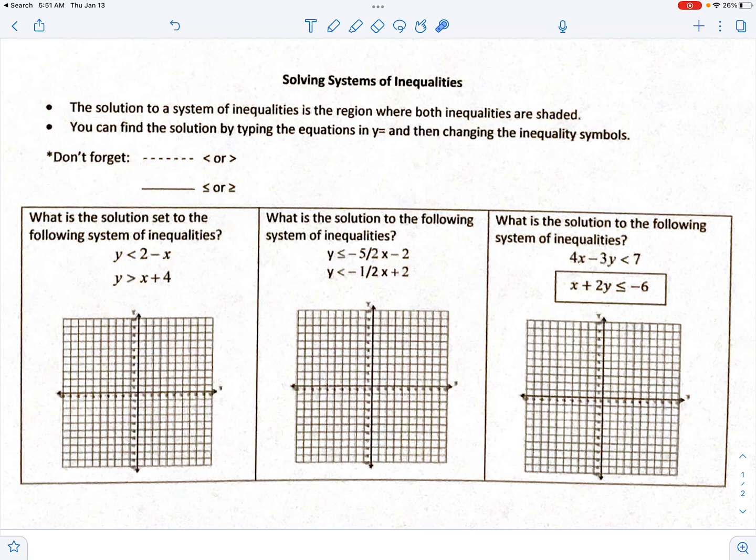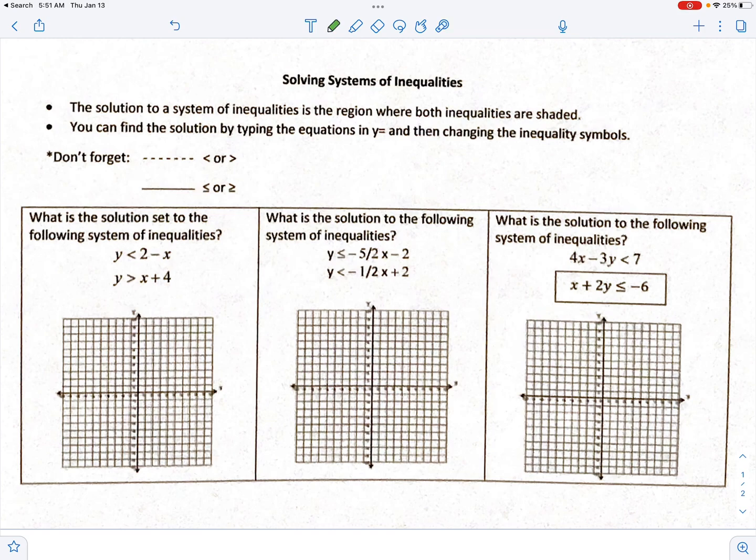This past week in our warm ups, we've been talking about inequality, so hopefully this refreshes your memory. Okay, so again, it's just like that, except we're doing two on one grid. And our solution set for the system is just where both of them are being shaded. We can also use a graphing calculator, plugging it into y equals, and then changing our inequality signs. So as long as we don't forget the dashed lines is less than or greater than, solid line is less than or equal to, greater than or equal to.